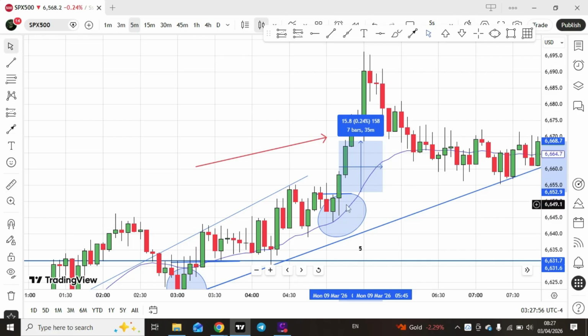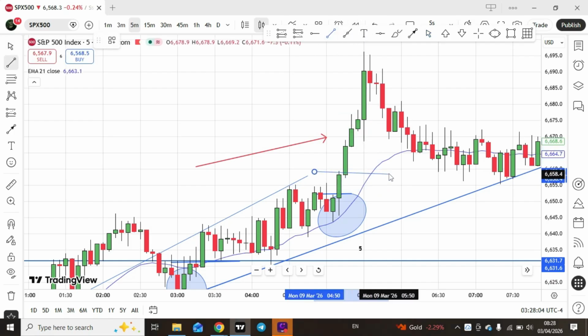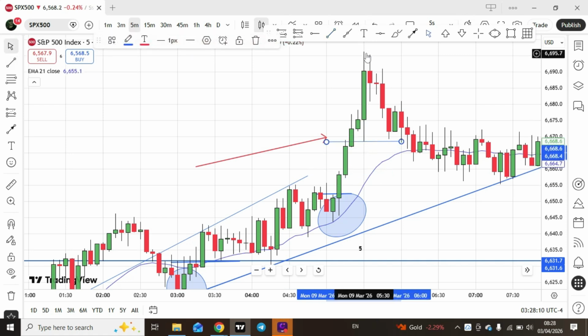So, there is a tip: trail your stop loss. Let's say this is your stop loss. Prices move, make a pullback. There was a pullback. Prices broke higher again and then made a pullback, and boom, it takes you out. So I still remember, it's 15 points.